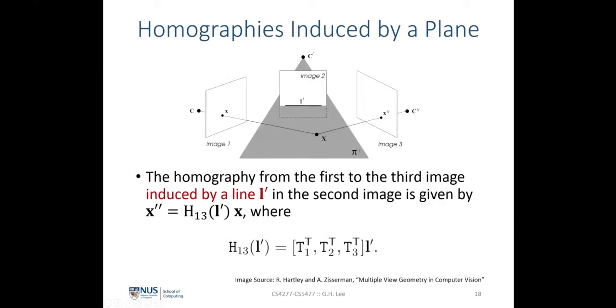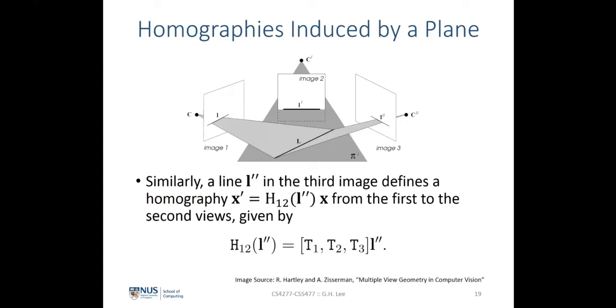More specifically, the homography that is induced by the trifocal tensor and the back projected plane of the second image is given by this guy over here, H13. It's a function of L prime and the trifocal tensor, because it's induced by the trifocal tensor as well as L prime, the image line that is observed in the second view. In the subsequent slides, we'll prove that this is true.